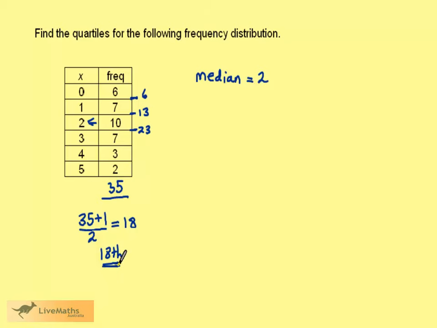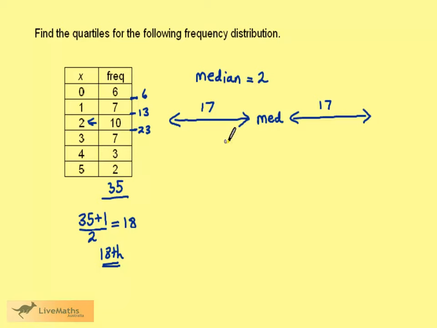So the median is the 18th piece of data. If the median is here, it follows that there will be 17 pieces of data to the left of the median and 17 pieces of data to the right of the median. Just think about it. There's 35 pieces of data, 17 and 17 is 34, and the median giving us 35.